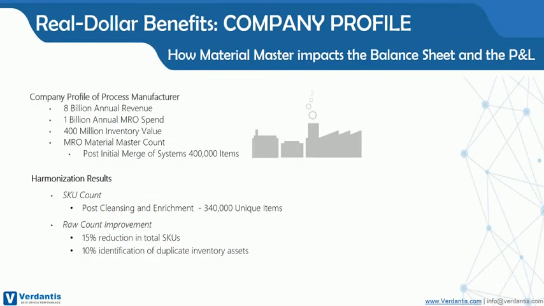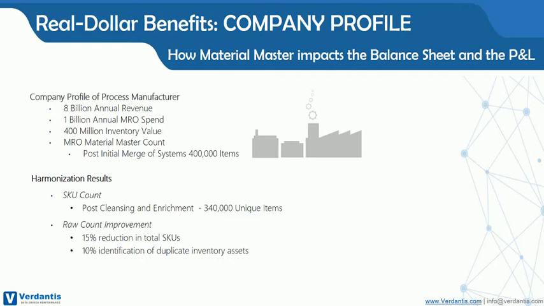To run through some dollars and cents examples, with apologies to our non-US friends, let's take an example of one of our customers, a process manufacturer, with about $8 billion in turnover revenue, $1 billion in maintenance, repair, and operations (MRO) spend, and $400 million in MRO inventory. The number of items in that MRO inventory was about 400,000 after the initial merger of two businesses.